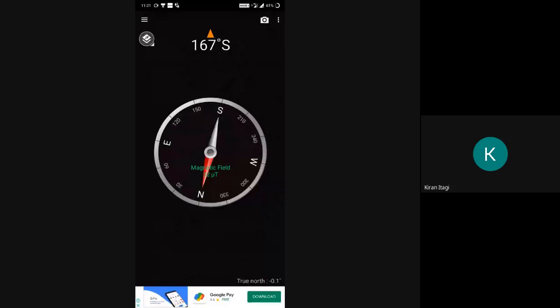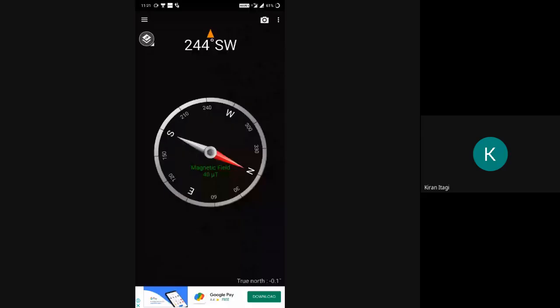Now I want to take the angle between station A and station B. What I will do, I will rotate my compass towards station B. See, I have rotated the compass towards station B. It is showing 244. Then I want to take the station angle with station C. So whatever I am rotating, at every rotation the angles are changing, but the needle is always pointing towards the north. See, I am rotating, but the needle is always pointing towards the north side.